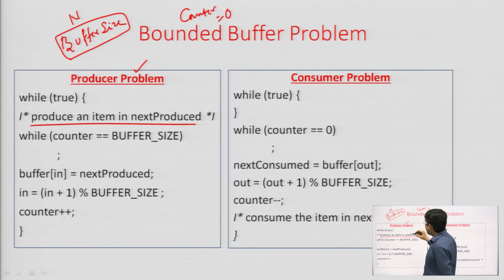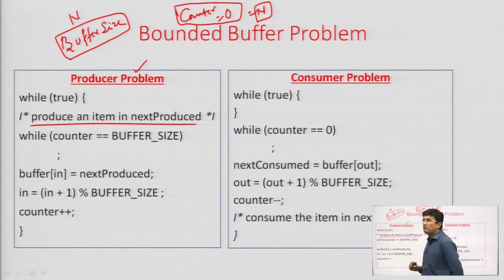As soon as an item arrives, we check if this counter is already at n. It means there are already n items in the buffer. So, obviously, we cannot put more items on the buffer, since the buffer is full and cannot accommodate more elements. So, if the counter equals the buffer size, then we will wait.